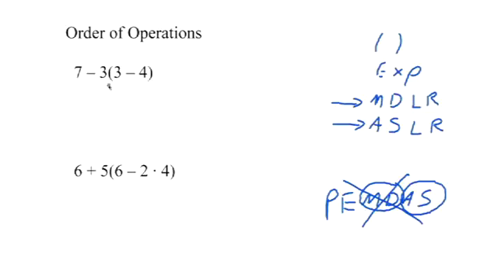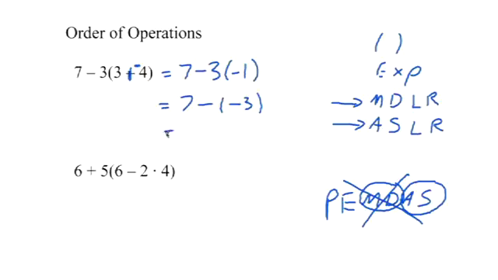Here, I do have an operation, subtraction, inside parentheses. I'm going to rewrite this as 3 plus -4. Everything else I'm just going to copy down. 3 plus -4 is -1. I now have multiplication and subtraction. I'm supposed to do all my multiplication and division before I do any addition and subtraction. So 3 times -1 is -3.